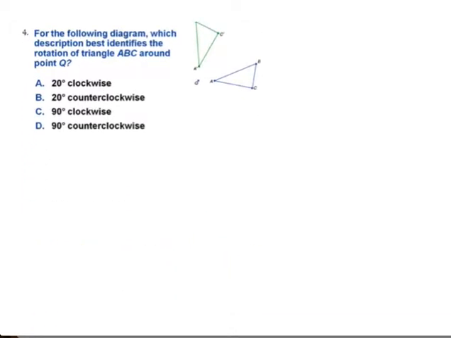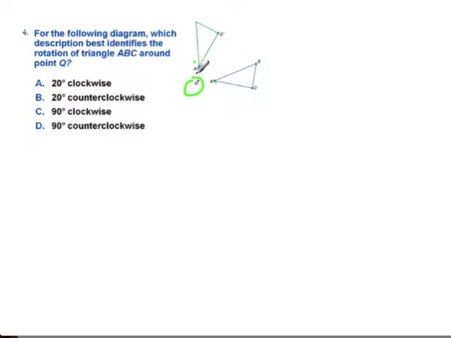So let's take a look at number 4. So following the diagram, which description best identifies the rotation? So we're trying to figure out this rotation. So here's point A, and here's point A prime. That Q right there is going to be our center of rotation.